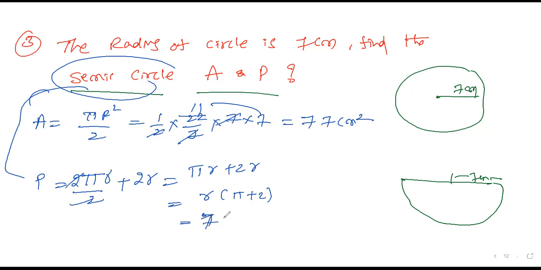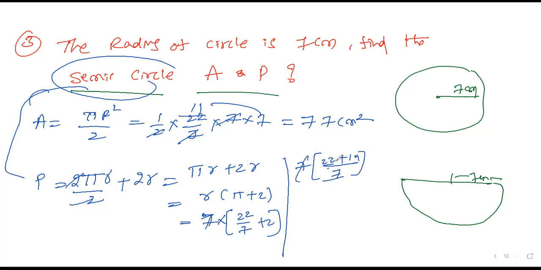Then now what is this here? 22 by 7 common. 7 into 22 by 7 plus 2. I think 22 by 7, LCM is 7. 2 sevens are 14. This is clear. 14. The 7s cancel. 22 plus 14. The answer is 36. So 36 centimeters is the answer.